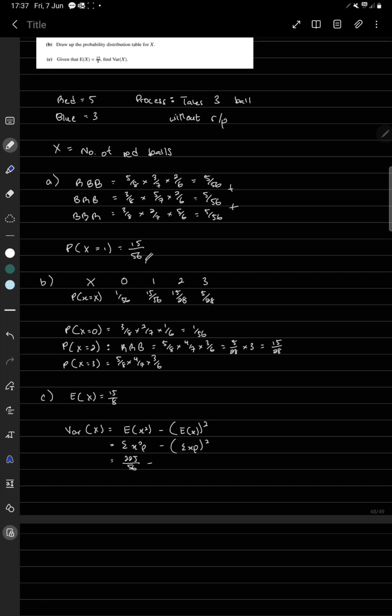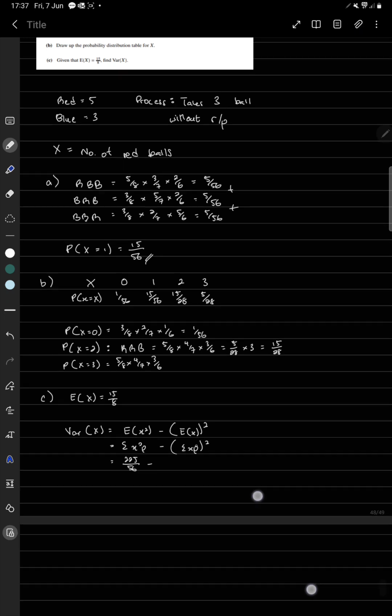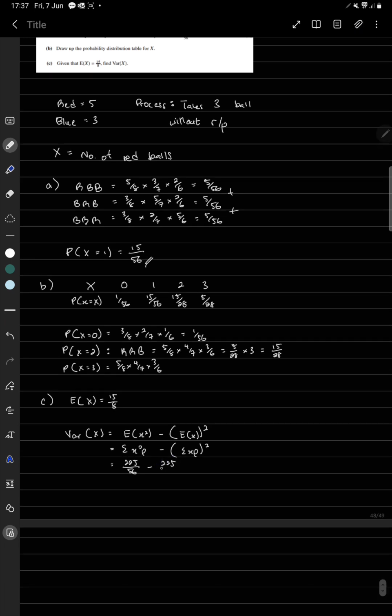I found that E of X squared is equal to 225/56, while the mean squared is 225/64. Then when we subtract them, we get 0.502, or in this case 225/448.